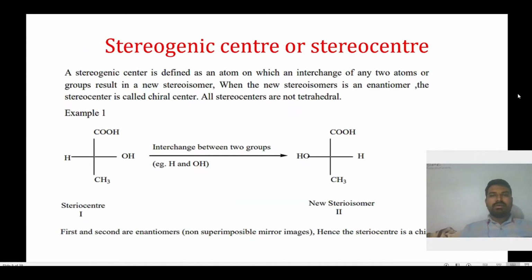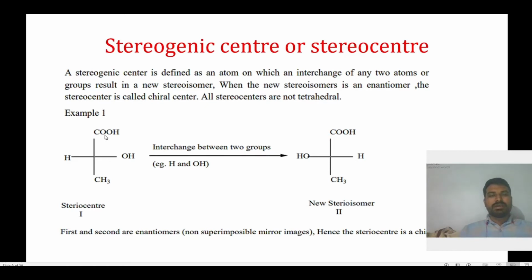Stereogenic center or stereocenter. A stereogenic center is defined as an atom on which an interchange of any two atoms or groups results in a new stereoisomer. When the new stereoisomer is an enantiomer, the stereocenter is called a chiral center. All stereocenters are not tetrahedral. Let us see the example.